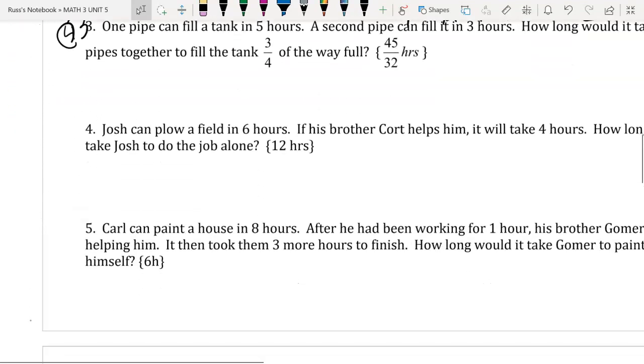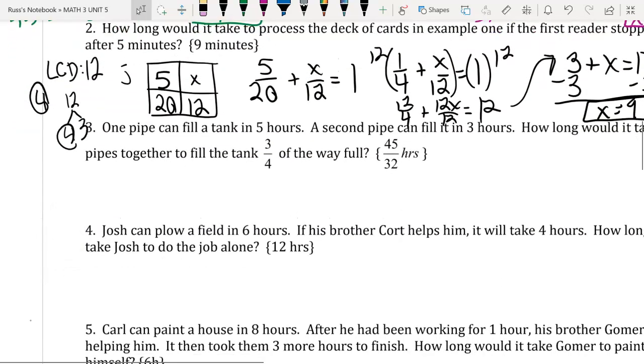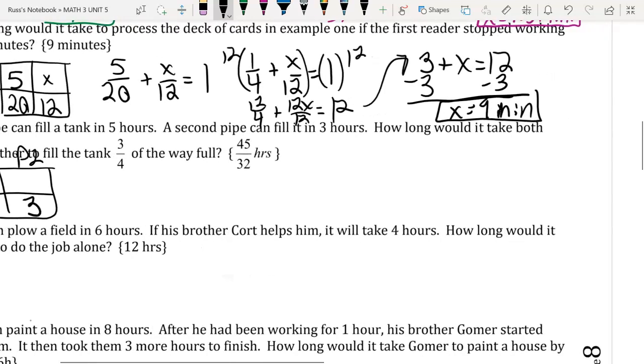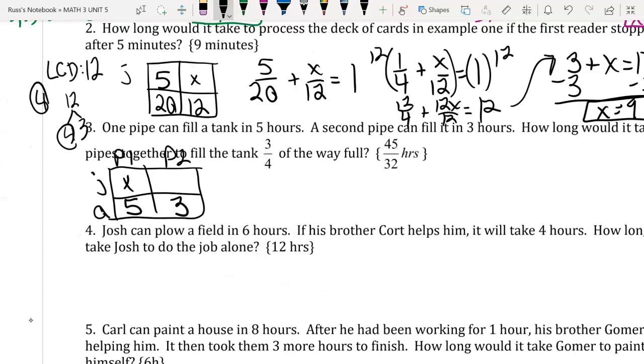Okay, we're going to do 2 more. We might do the third one, or the 5th one, but we'll see. Okay, so right here, you've got one pipe can fill a tank. So we've got pipes, right? So pipe 1, pipe 2. This is joined, this is alone. Okay, so the first pipe can fill this in 5 hours, the second one in 3. Okay, how long would it take both pipes together, so x and x, to fill the tank 3/4 of the way? Now this one's weird because of this. I've been saying you always set it equal to 1, except when you don't, right? Okay, here's what I mean. Don't freak out.